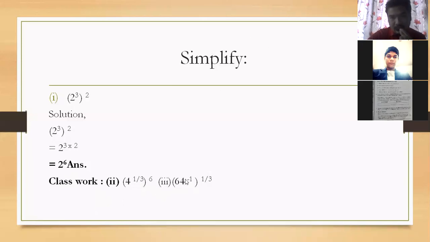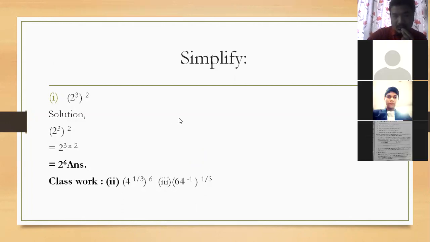Minus 1 will multiply with 1 by 3, then 64. 64 means you can write 4 cube. Then that 3 and this 3 will be cancelled, and you have to write the answer in positive power, so you have to take it down. To make it positive we have to take that down, in the denominator, and its power will be positive.